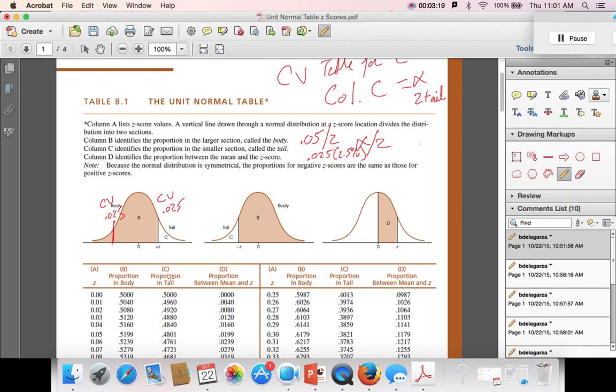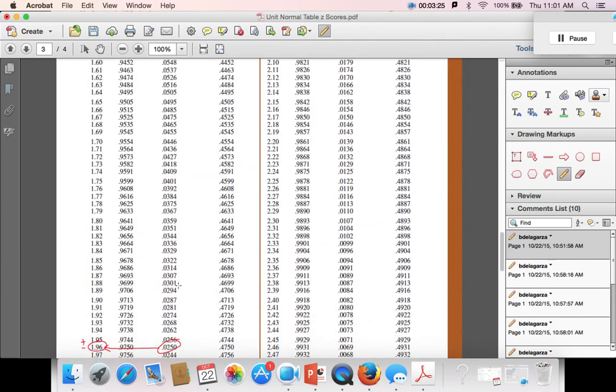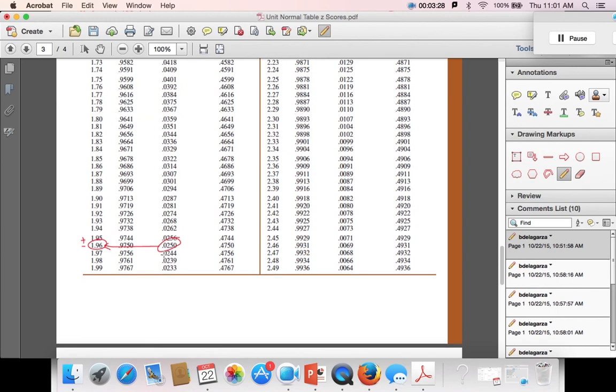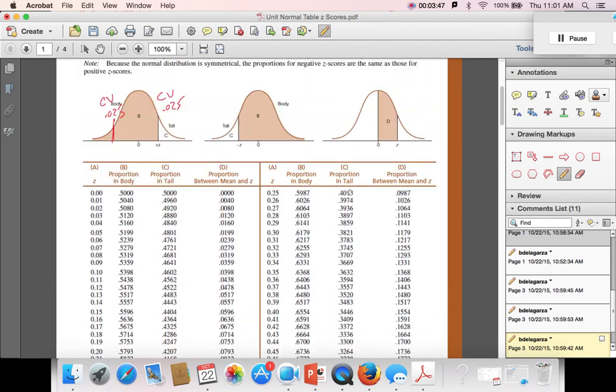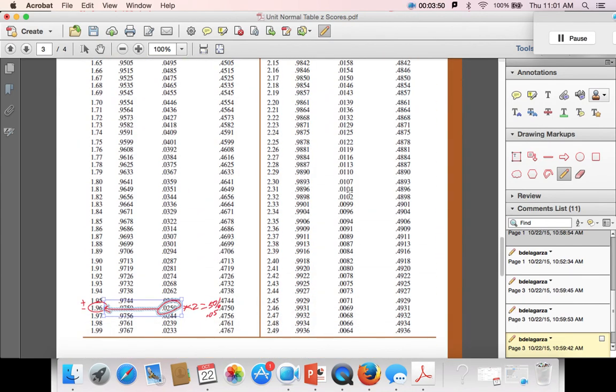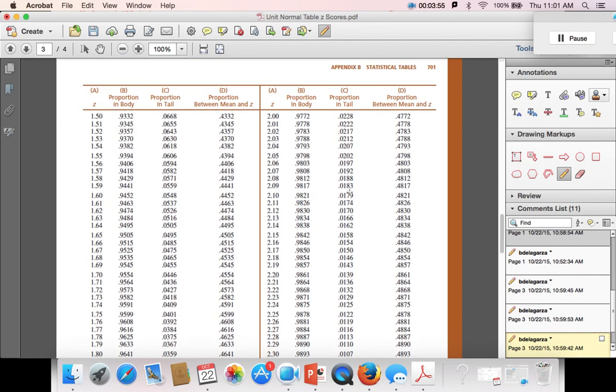When we look in column C, we look at the proportion in the tail, and we go down until we find our selected value of 0.025. Remember, if we take 0.025 and multiply it by 2, that gives us our 5%, or 0.05. So don't make the mistake of going down and finding 0.05. We're going to find 0.025, because that represents 0.025 for one tail and 0.025 for the other tail.